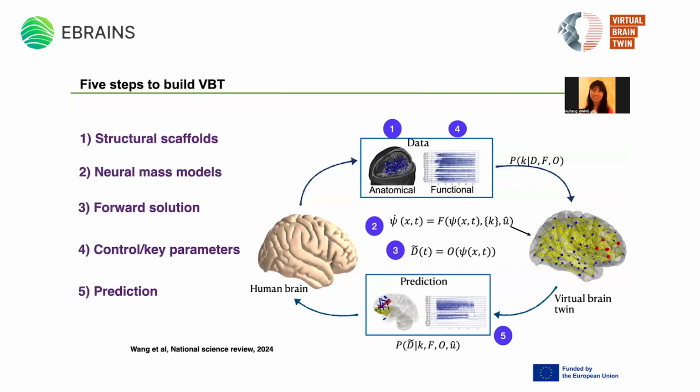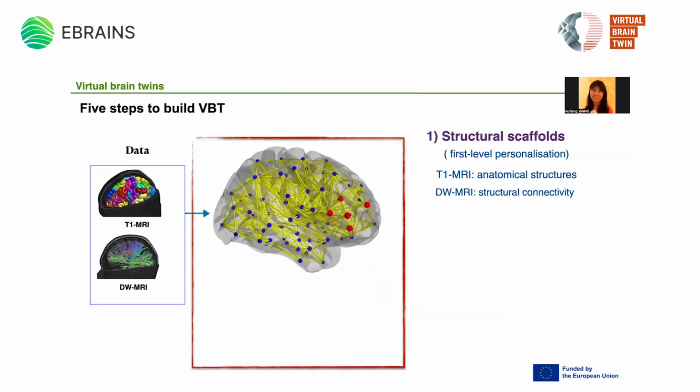Now, I will walk you through each step. Step 1 is building the structural scaffold. Use T1 weighted MRI and a brain atlas. We define the nodes, each representing one anatomical region. Then, use diffusion weighted MRI. We extract the network links based on the white fiber tracks. This gives us the first level of personalization, an individual structural scaffold.